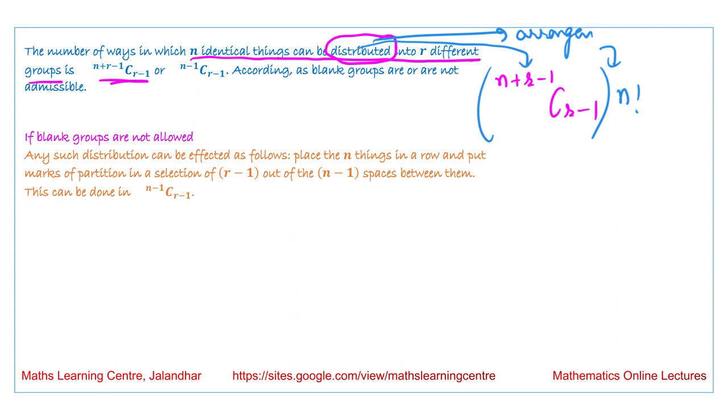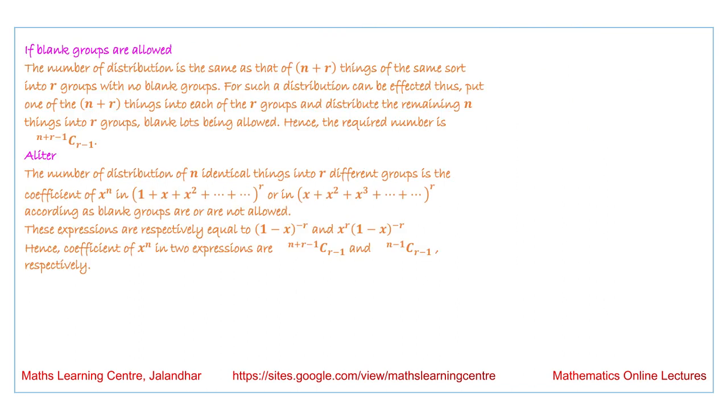These are the cases when blank groups are allowed, and the number of cases when blank groups are not allowed. When blank groups are not allowed, it is n minus 1 C r minus 1. So this word distributed is important over here. These results we have already seen in our previous slides. If blank groups are allowed, the result we have is n plus r minus 1 C r minus 1.